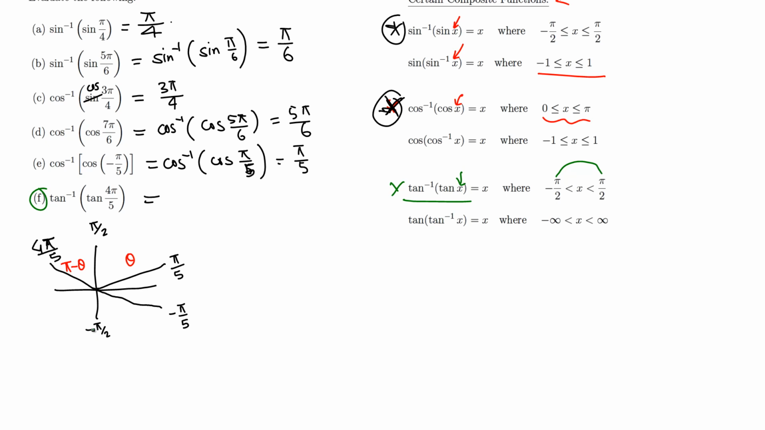So we are looking from negative pi over 2 to pi over 2. So tangent inverse of tangent 4 pi over 5 is tangent inverse of tangent negative pi over 5. Now we can apply the first rule, and the final answer is just negative pi over 5.